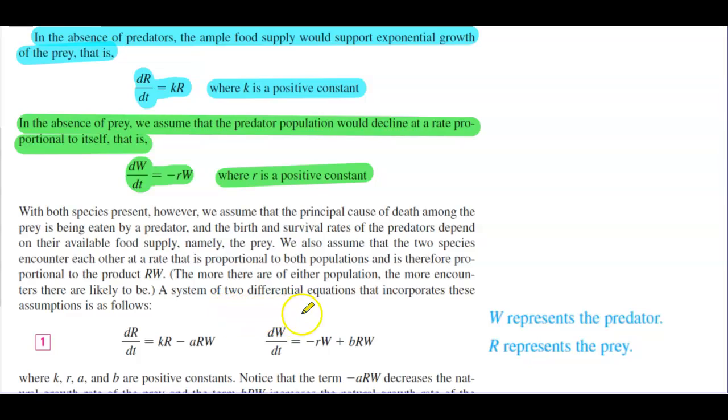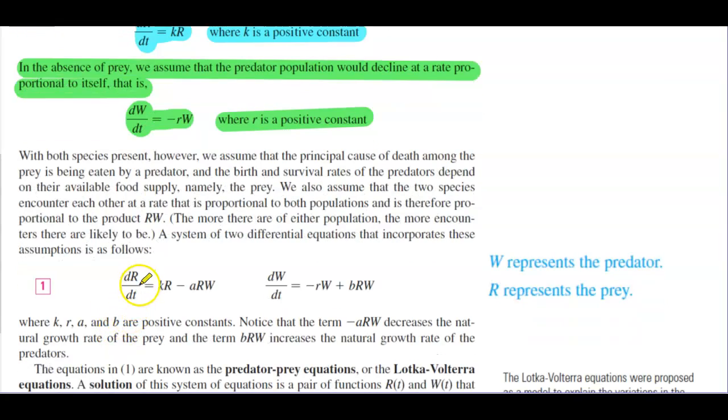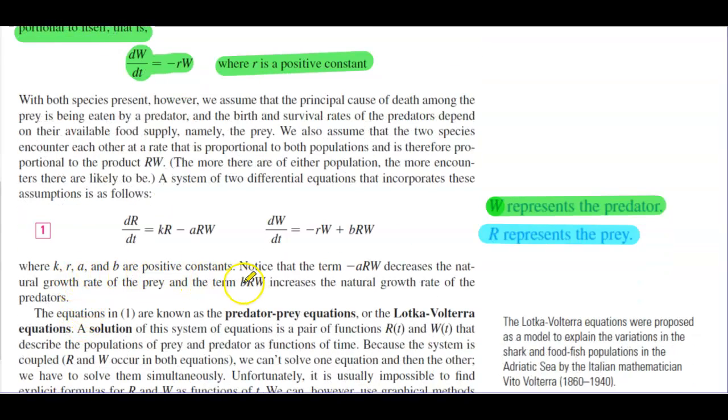So a system of two differential equations that incorporates these assumptions is as follows. We would have dR divided by dt, which is equal to k times R minus aRW. And then we have dW divided by dt, which is equal to negative rW plus b times RW. And what we notice again is that W represents the predator, and that R represents the prey. Now keep in mind that k, r, a, and b are positive constants.